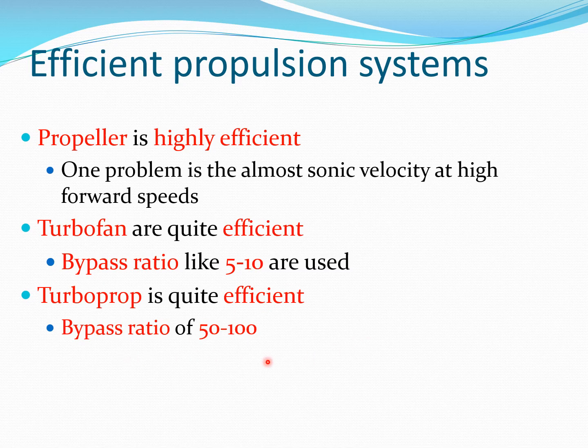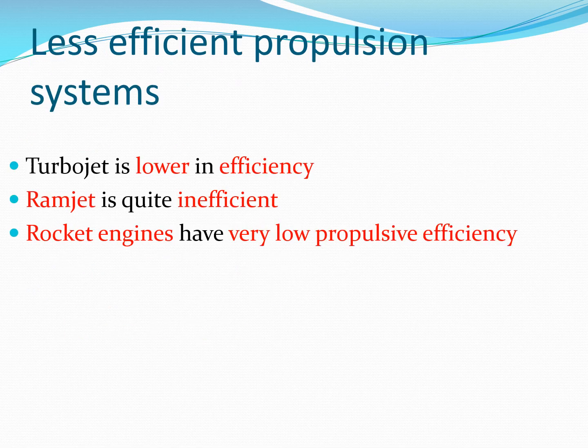They have bypass ratio of 50 to 100, but the problem here also is very similar to the propeller, is that the rotor blades may encounter sonic velocities even though your forward speed is much less than the sonic velocity. So you can be susceptible to various kinds of compressibility effects, losses due to that, and also related separation and shock waves and so on.